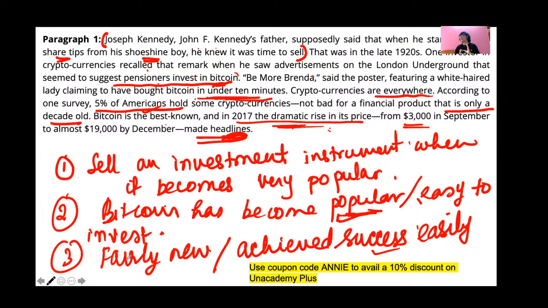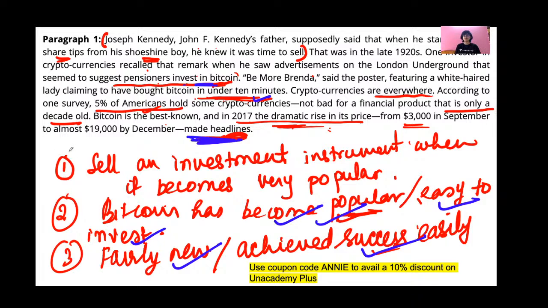theme is something that has been repeated again and again. Okay, from here, pensioners invest in Bitcoin. This means it is popular. In under 10 minutes, it is easy to invest in Bitcoins. Okay. 5% Americans hold, that is only a decade old, which means it is fairly new. 2017, the dramatic rise in its price, which means it has achieved success very easily, very fast. And it has made headlines, which means it is popular.